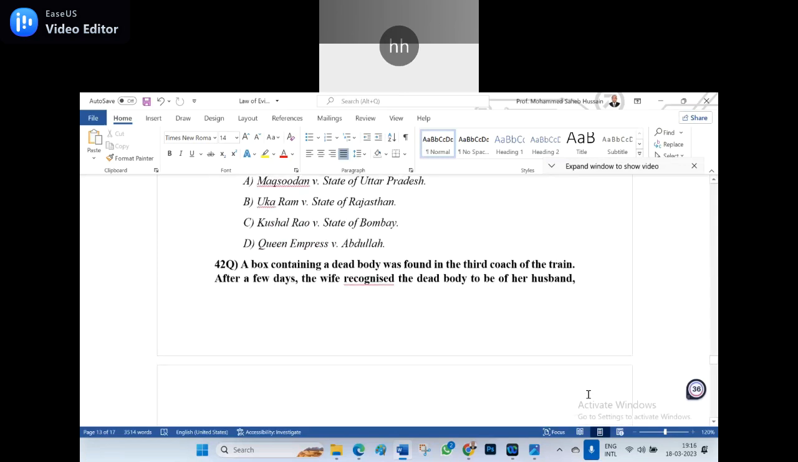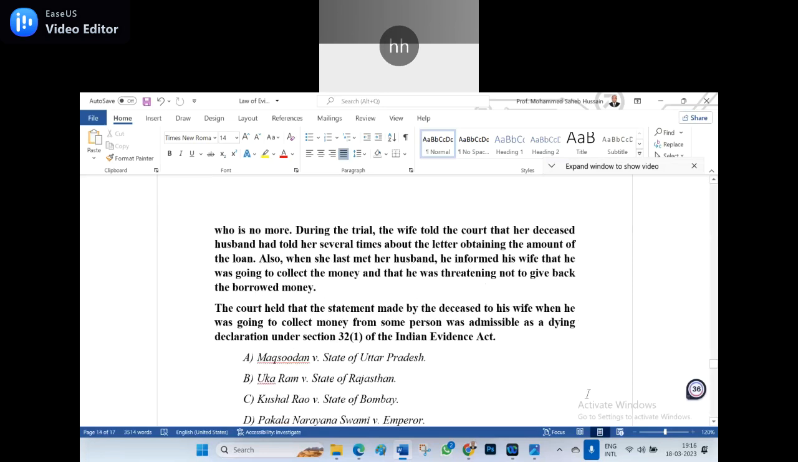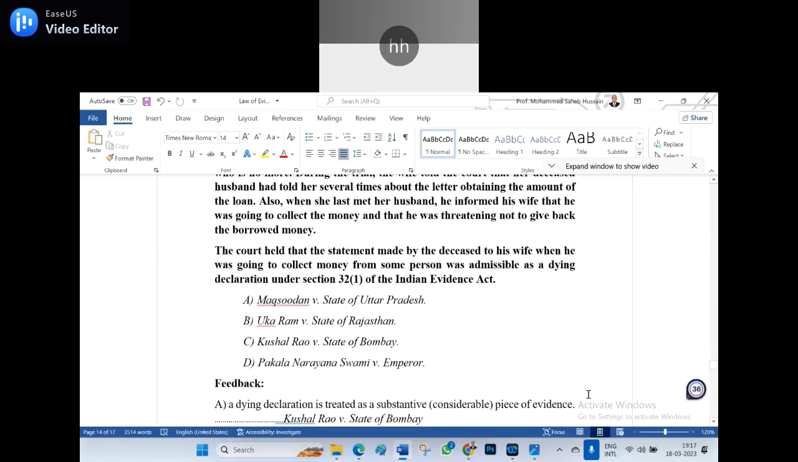Okay, next. A box containing a dead body was found in the third coach of the train. After a few days, the wife recognized the dead body as her husband. During the trial, the wife told the court that her deceased husband had told her several times about obtaining the amount of a loan. Also, when she last met her husband, he informed her that he was going to collect the money, and that he was being threatened not to give back the borrowed money. The court held that the statement made by the deceased to his wife when he was going to collect the money from someone was admissible as a dying declaration under Section 32, Clause 1 of the Indian Evidence Act. Now you can tell me the Andhra case law.